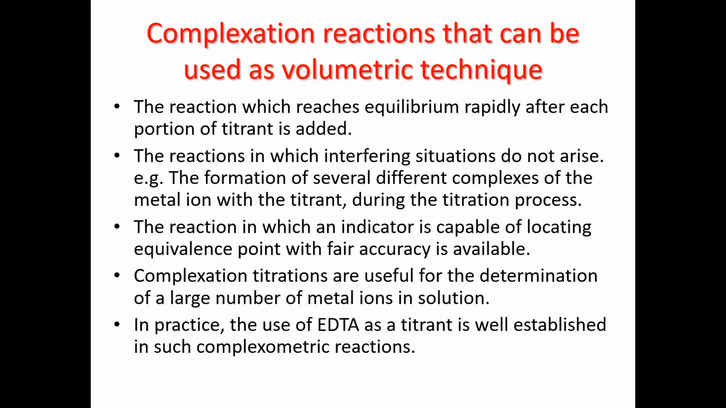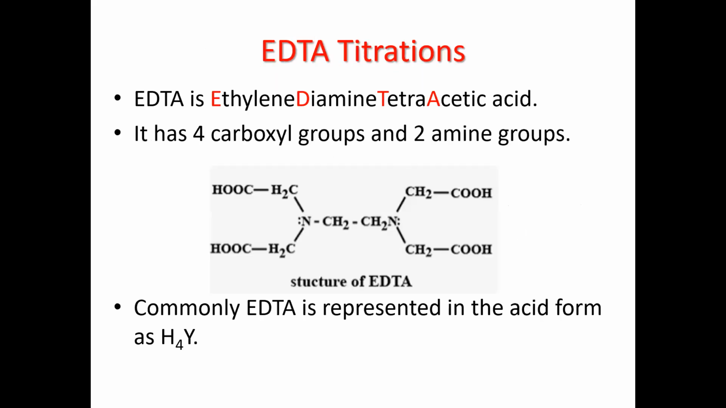But in practice, EDTA, which is your ethylene diamine tetraacetic acid, as a titrant is very popular and is the most common titrant that is used in complexometric titrations. Like I've shown you before, in EDTA, the E is the ethylene, D the diamine, the T the tetra, and the A acetic acid. And as shown before, you have 4 acetate groups, your 4 carboxyl groups. So when there's a loss of the proton, this becomes an acetate ion, and that is the site of complexation with metal.